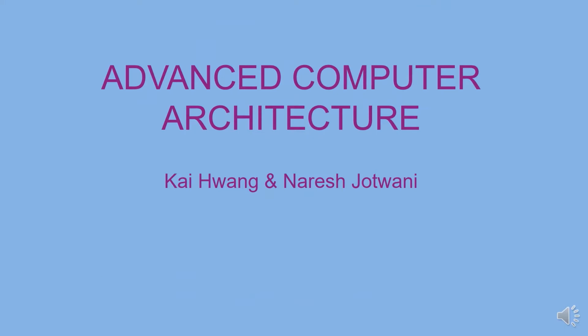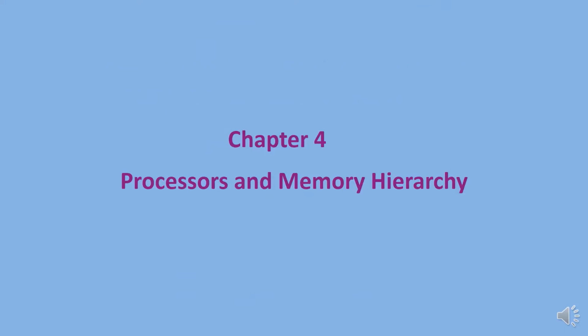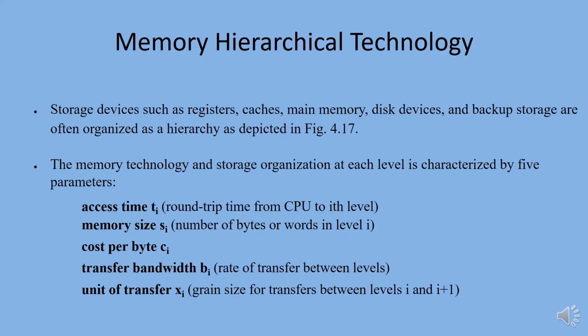Advanced Computer Architecture, Chapter 4, Processors and Memory Hierarchy. Memory Hierarchical Technology. Storage devices such as registers, caches, main memory, disk devices, and backup storage are often organized as a hierarchy as depicted in Figure 4.17.